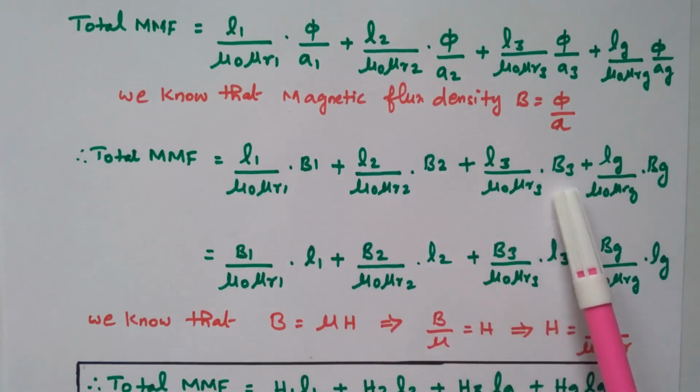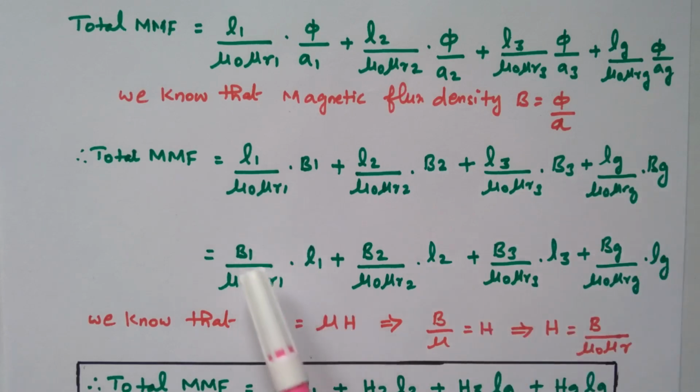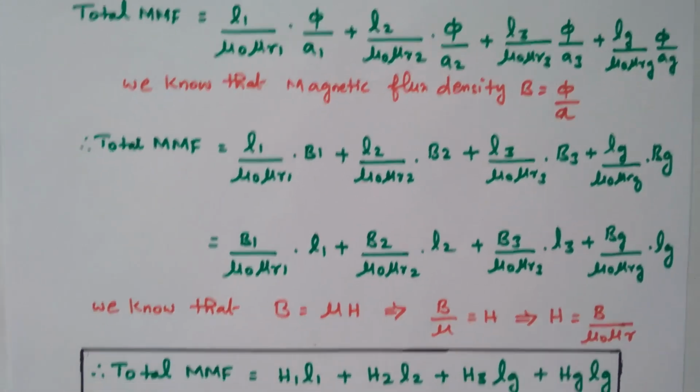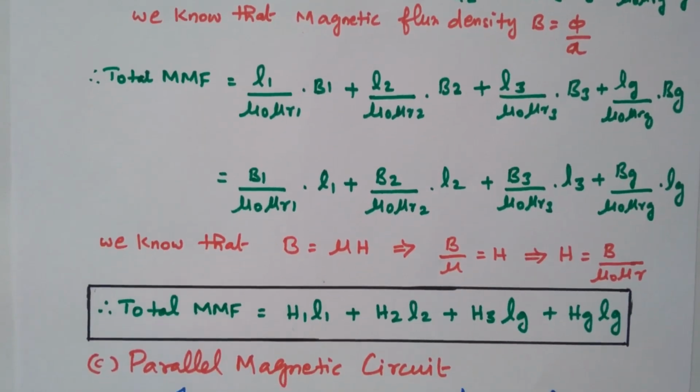Similarly B2, B3 and Bg. Again it is rearranged: B divided by mu naught mu R1 into L1. So what is that B divided by mu naught mu R1? We know that B equals mu H. From that, B by mu equals H. So this B by mu can be replaced by magnetic field intensity. That is, H equals B divided by mu naught mu R. So this term can be replaced by magnetic field intensity.